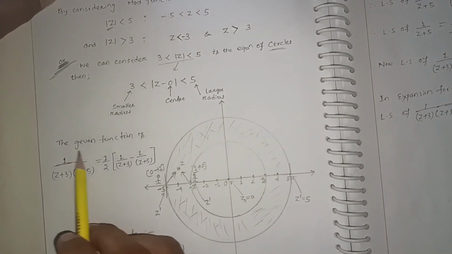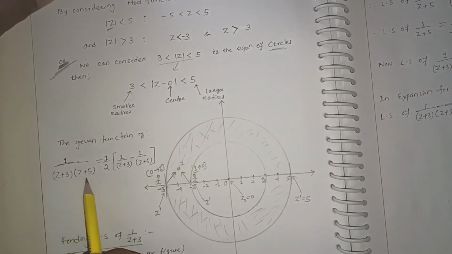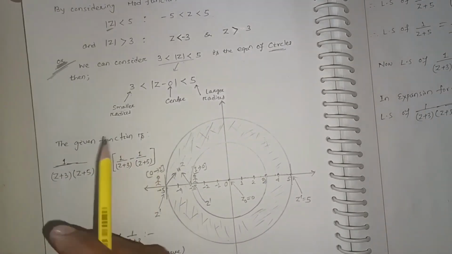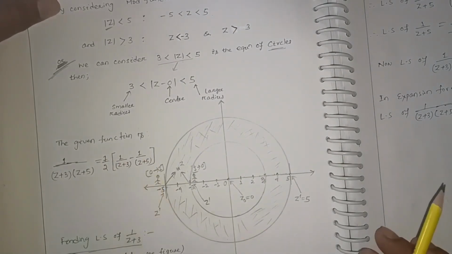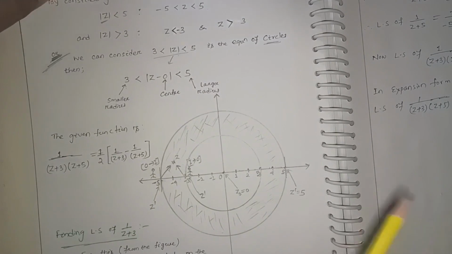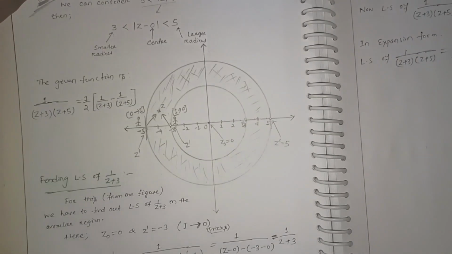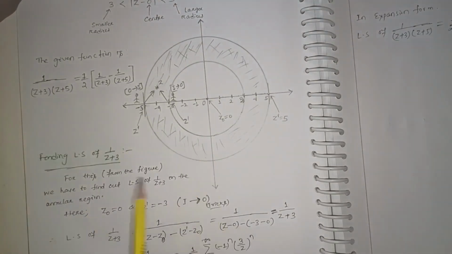Okay, so here the given function is 1 by (z plus 3) into (z plus 5), and by considering partial fractions we found this one. First we have to find the Laurent series of 1 by z plus 3, and then the Laurent series of 1 by z plus 5. Then we substitute over here. Finally we are going to get the Laurent series of this function. So, finding the Laurent series of 1 by z plus 3.